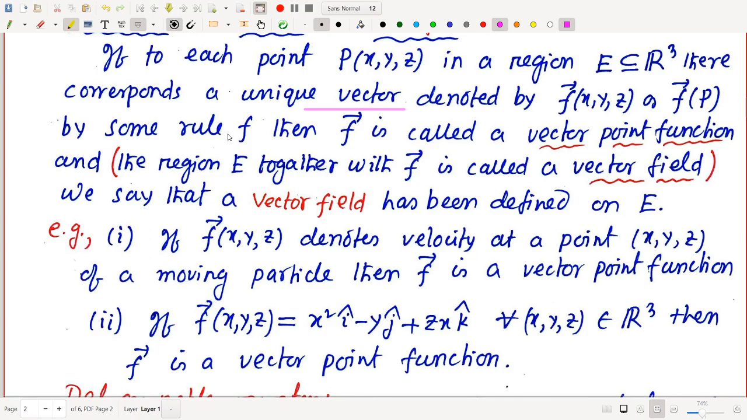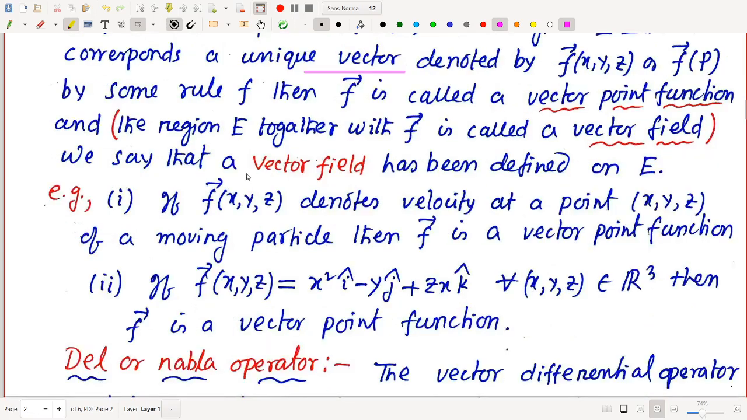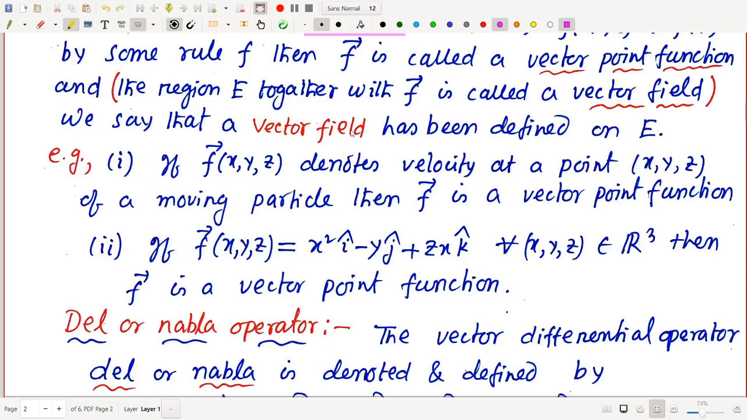The rule f, with the vector symbol, is called a vector point function. And we say that a vector field has been defined on E. Or you can directly say that the region E together with f bar is called a vector field. A vector field is a vector point function together with the domain, the region on which it is defined. Okay, so this is vector field.